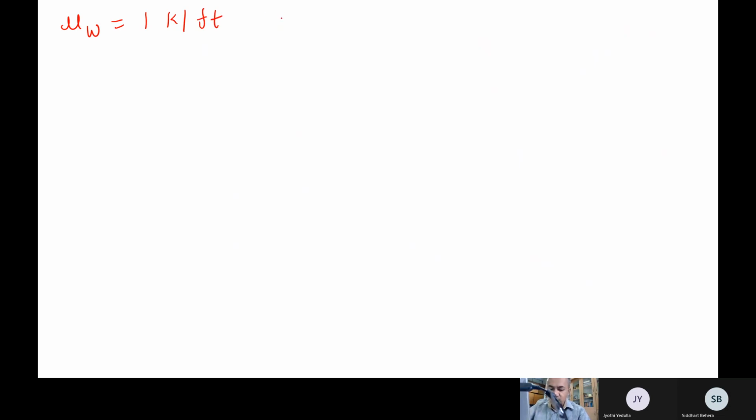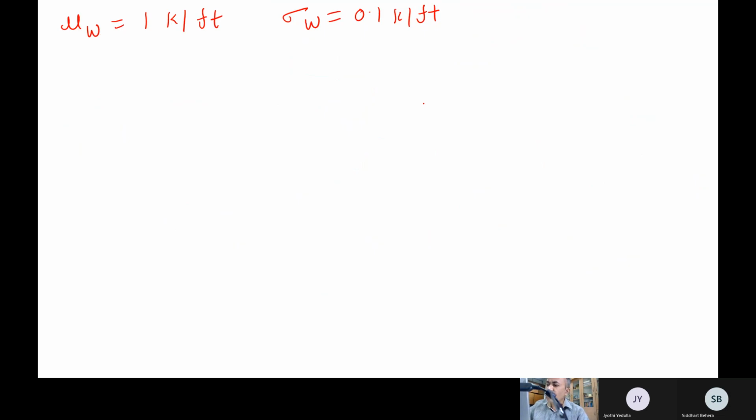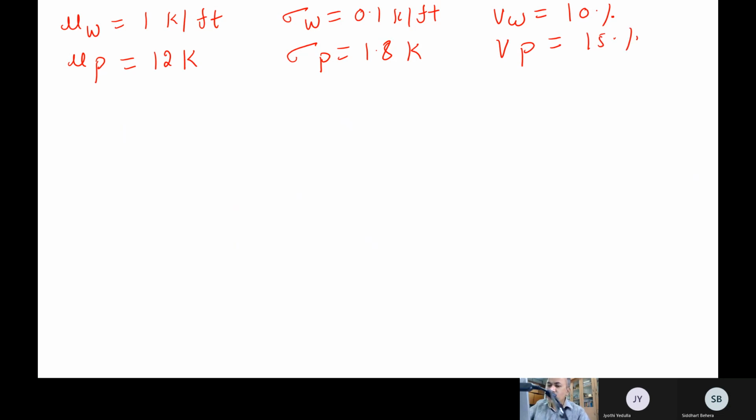Then its standard deviation is 0.1 times k by 4 times. Sometimes in some textbooks they also write the coefficient of variation, which is generally just sigma by mu, and is widely used. Say the coefficient of variation is 10%, that is 0.1. You can find out the ratio between these two. Then for the concentrated load, the mean value is 12 times this one, its standard deviation is 1.8 times, and its coefficient of variation is 15%. The ratio itself will tell you.